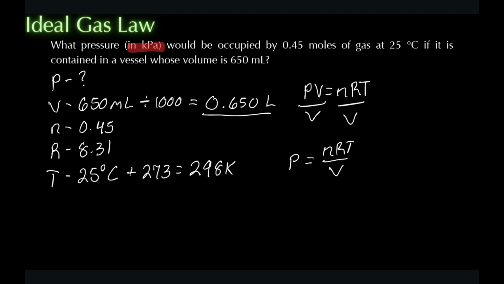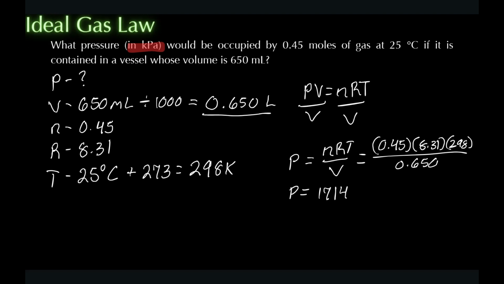We will plug in the values and solve. When plugging this into the calculator, we will get 0.45 multiplied by 8.31 multiplied by 298 all divided by 0.650. When we solve this out, we get a pressure of 1,714.12 kilopascals as the answer.